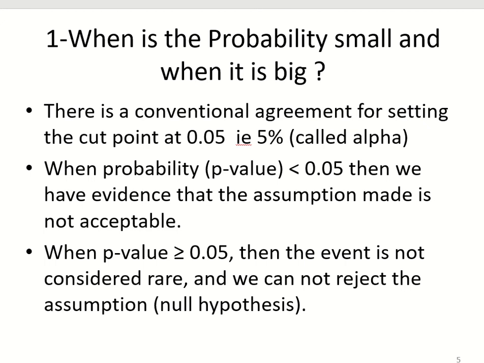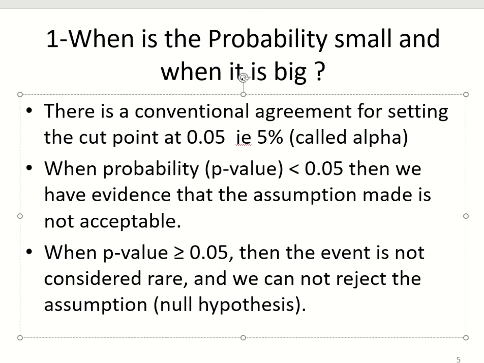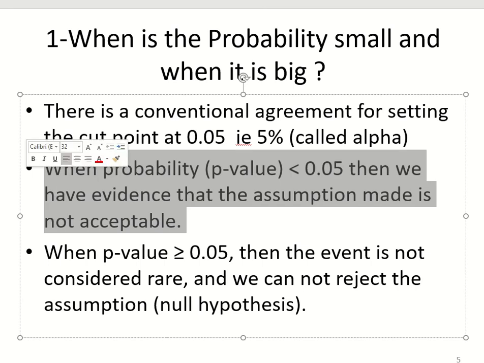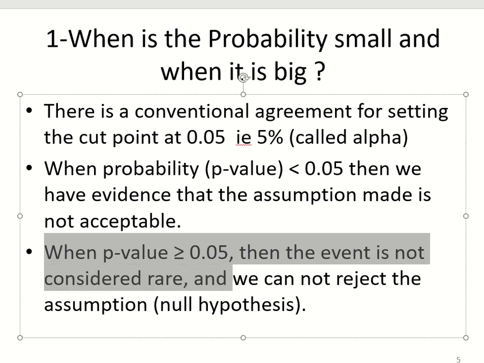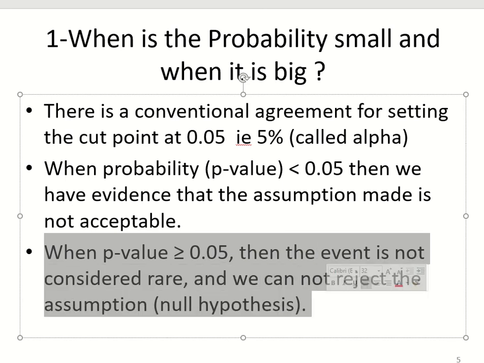Conventionally, the cut point between a small and a large probability is 5%, which we call alpha. So when your p-value is less than 0.01, then we have evidence that the assumption made is not acceptable. However, when the p-value is larger than or equal to alpha, then the event is not considered rare and we cannot reject the assumption or the null hypothesis.